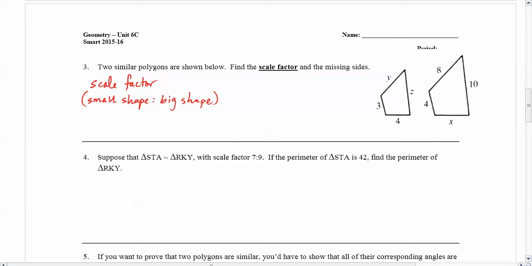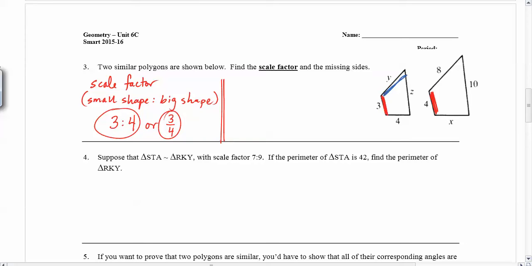Well, the only sides from this shape on the left and this shape on the right that have numbers in the same places are the 3 here and the 4 there. So you can tell that the 3 and the 4 have to go together. So it's 3 to 4, and then that can't reduce at all. So that's it. There's the scale factor, 3 to 4, or 3 over 4 if you prefer that. Okay. So then let's use that to help finish the problem.